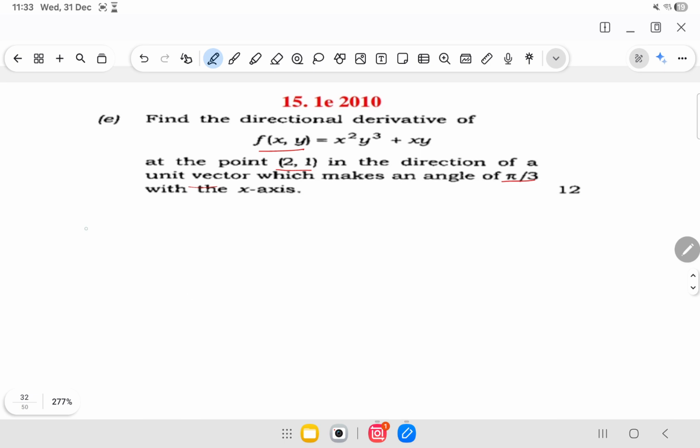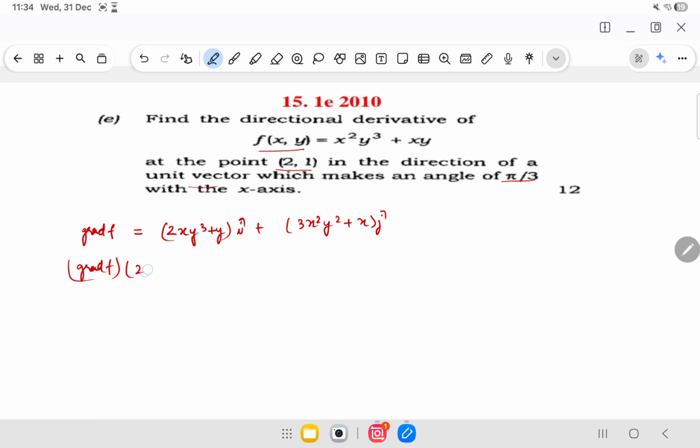First let's evaluate grad f, and then we'll find the direction along which we need to evaluate the directional derivative. So grad f is equal to (2xy cube plus y) i cap plus (3x square y square plus x) j cap, and grad f at the given point (2, 1) will be equal to (4 plus 1) i cap plus (12 plus 2) j cap, which is basically 5 i cap plus 14 j cap.